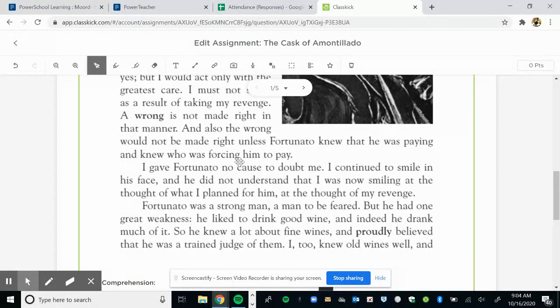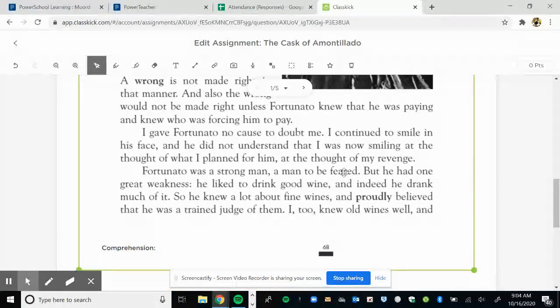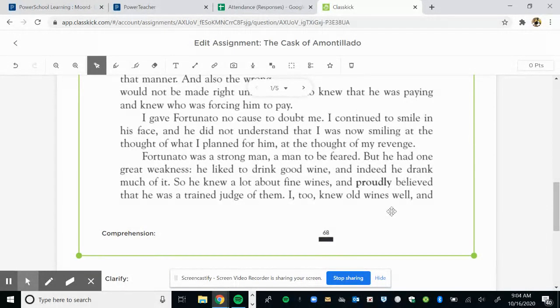A wrong is not made right in that manner. And also, the wrong would not be made right unless Fortunato knew that he was paying and knew who was forcing him to pay. I gave Fortunato no cause to doubt me. I continued to smile in his face, and he did not understand that I was now smiling at the thought of what I planned for him, at the thought of my revenge. Fortunato was a strong man, a man to be feared, but he had one great weakness. He liked to drink good wine, and indeed, he drank much of it. He knew a lot about fine wines and proudly believed that he was a trained judge of them.